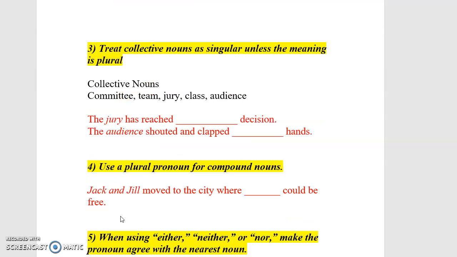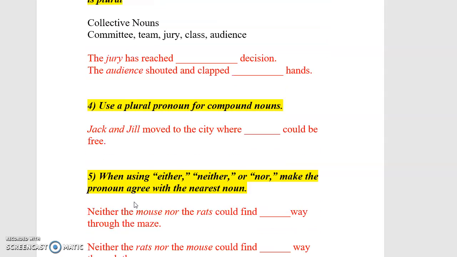Okay, rule number 4, use a plural pronoun for compound nouns. Compound nouns are Jack and Jill, 2 people. Okay, so Jack and Jill moved to the city where they could be free. Use a plural pronoun, so we're going to use they because there's two of them.